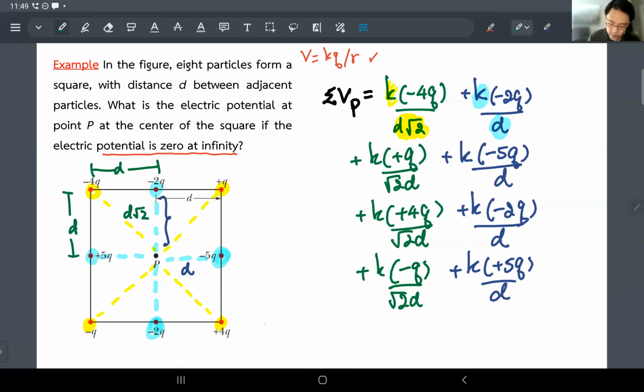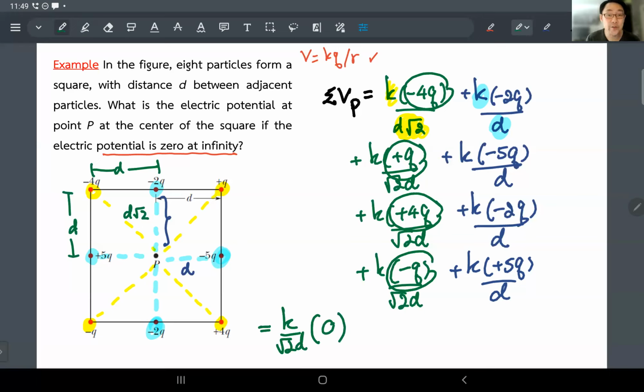But at the end, this is what you get. You're going to get k over root 2d, and then just the sum of all this, and it's 0. See, the good thing is, if you notice that, I can group all the charges at the corner, and then they have a common factor of k over root 2d. And then you just look at the charges at the corner, and they sum to 0. See, you don't have to do anything. It's just gone. All the stuff at the corner is gone.